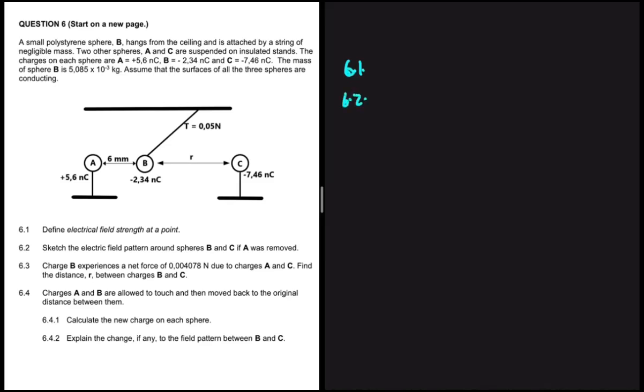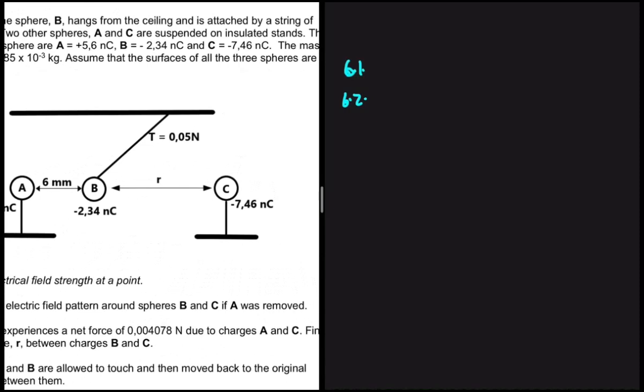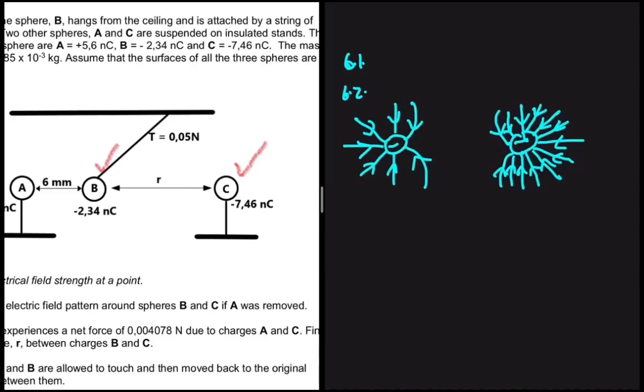Now let's look at 6.2. 6.2 is saying that let's sketch the electric field pattern around spheres B and C if A was removed. So let's look at B and C only. B is negatively charged, as you can see, and C is also negatively charged. So what is going to happen to those two spheres? They are going to repel, like charges repel. So we're going to have an electric field that looks like the following. There we go.